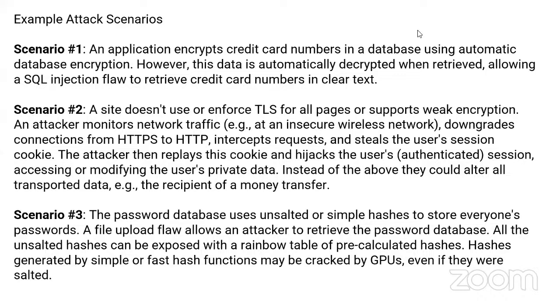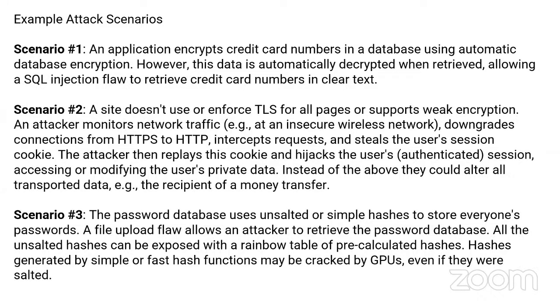So what will happen if, for example, an application encrypts credit card numbers in a database using automatic data encryption? However, this data is automatically decrypted when retrieved, allowing SQL injection to retrieve credit card numbers in clear text. So here we are implementing some data obfuscation. Data obfuscation is nothing but making the text into a non-readable or non-predictable format.